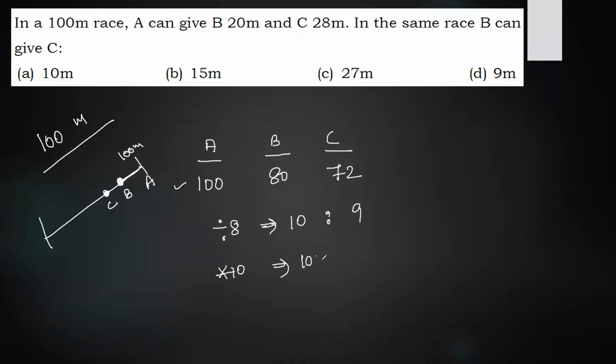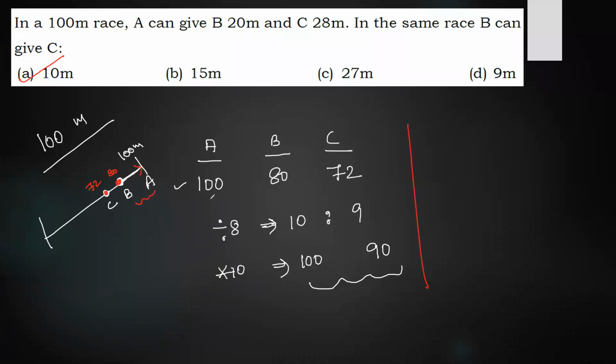Is it clear? Okay, listen carefully. I will write the ratio here. If I divide throughout by 8, you will get 10:9, right? Therefore, for a 100 meter race, we multiply throughout by 10 to get 100. For a 100 meter race, C will run 90. So the difference is 10 meters.